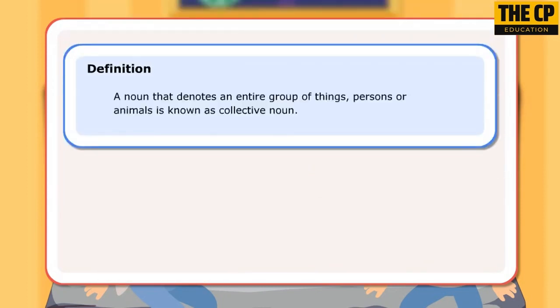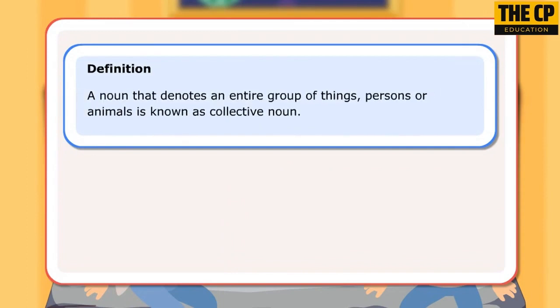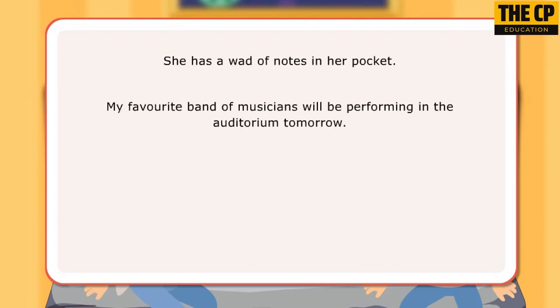Definition: a noun that denotes an entire group of things, persons or animals is known as a collective noun. Let us look at a few sentences. She has a wad of notes in her pocket. My favorite band of musicians will be performing in the auditorium tomorrow. There was an army of ants in my kitchen.